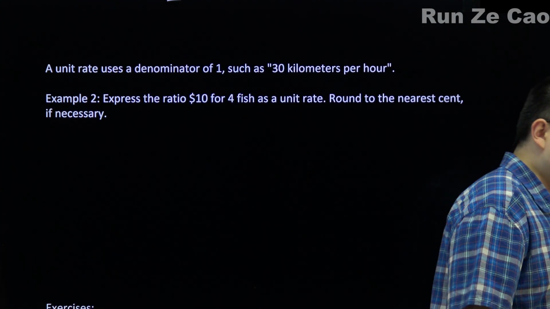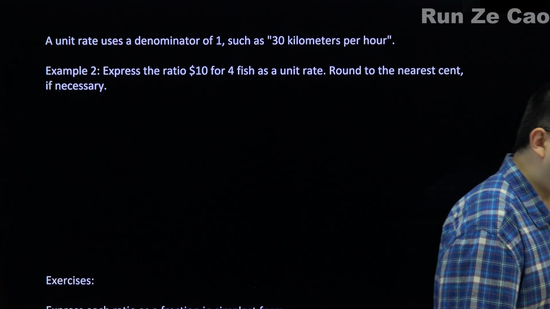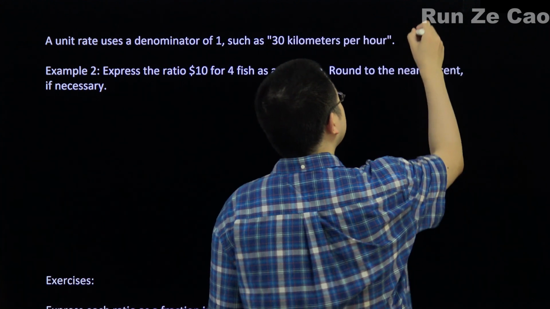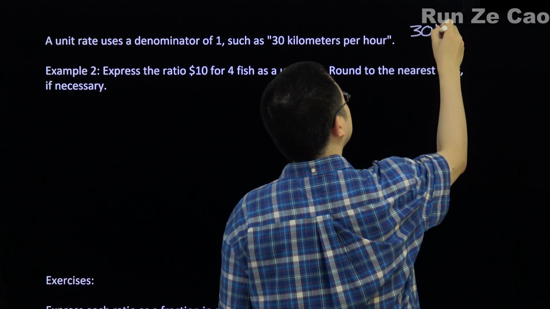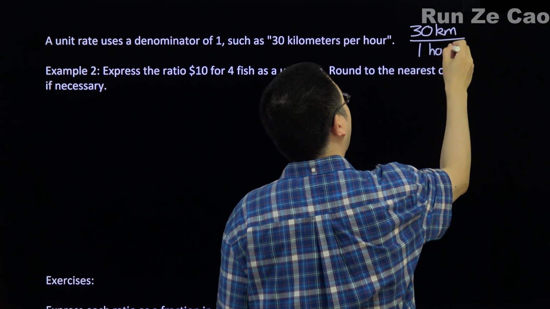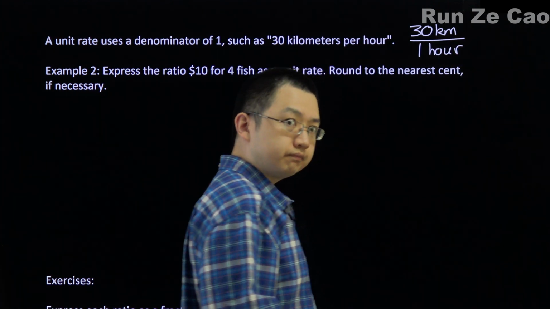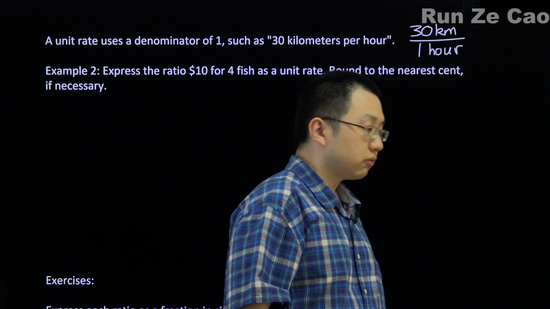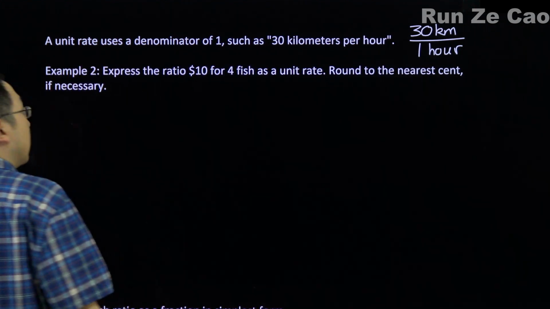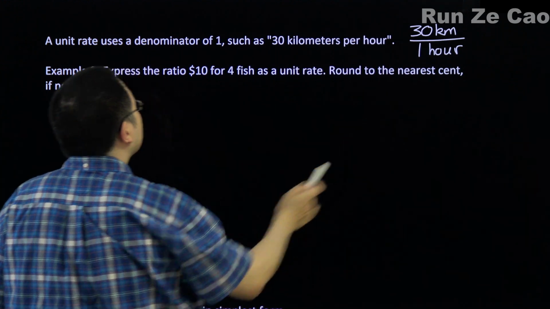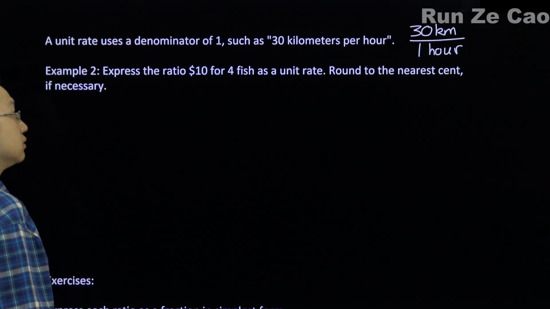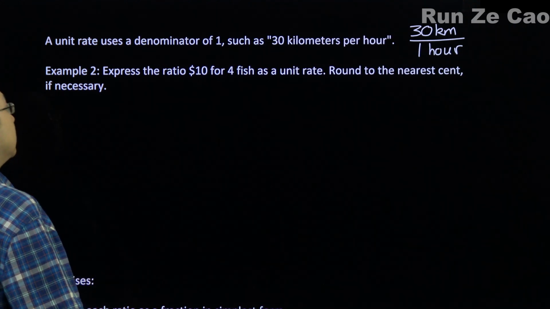So a unit rate uses a denominator of 1, such as 30 kilometers per hour. What does this actually mean? Well, this means 30 kilometers per 1 hour. That's a unit rate, because it's a single hour, a rate per 1 unit of the denominator.